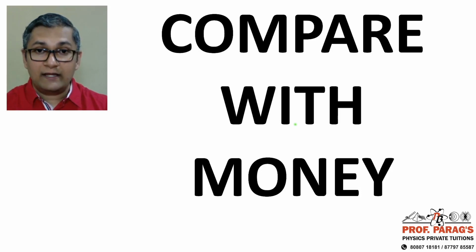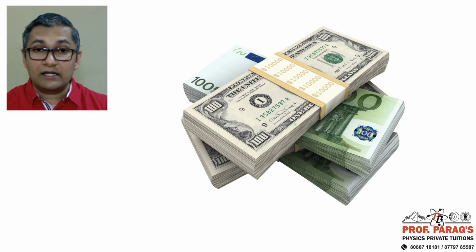Okay, why? You will see it helps us. There is a chapter called work, power, energy. It will help us tremendously if we do this comparison. So money exists in different forms, right? What are the different forms of money?